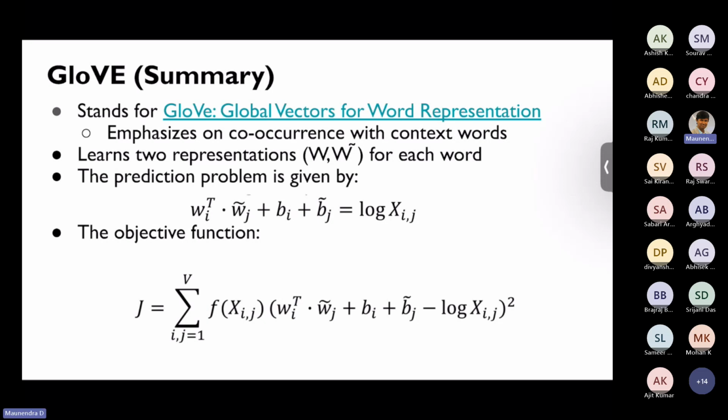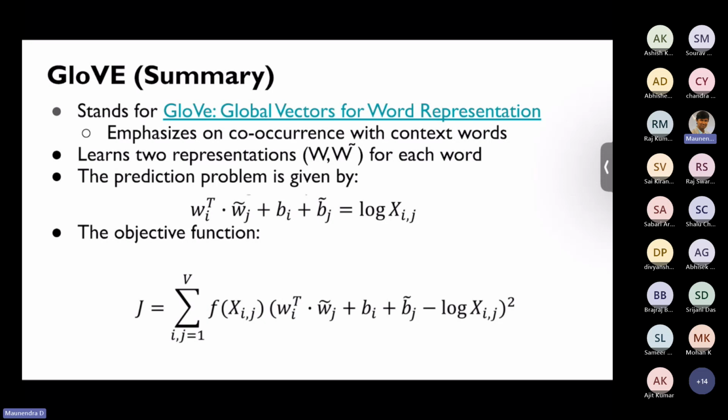The first part, the multiplication wi dot wj tilde, tries to model the interplay between the words. On the other hand, bi is an intrinsic property of i, and bj is an intrinsic property of j. Using these together, we are trying to model Xij. But Xij can have a very large value or a very small value, so in order to make the learning simpler and not very noisy, log has been added.